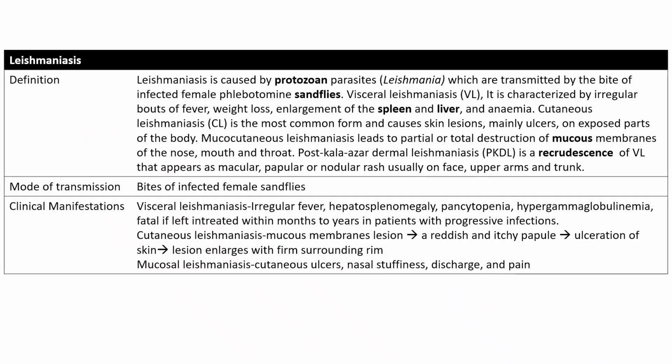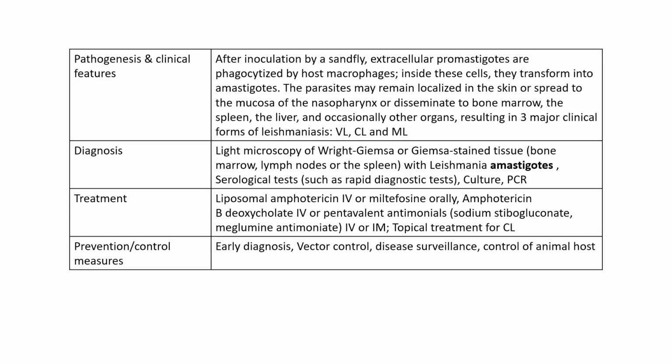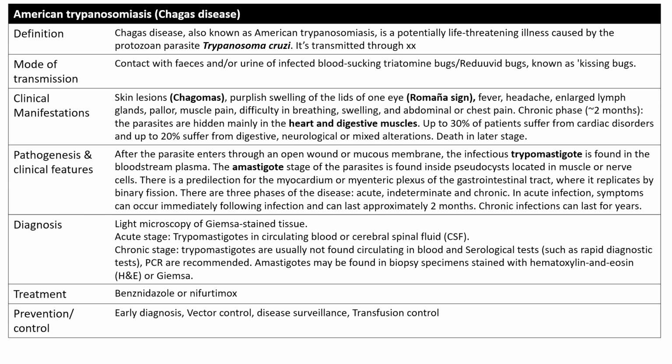In the last few slides, I have summarized what I have mentioned before on leishmaniasis: the definitions, mode of transmission, clinical manifestations, followed by the pathogenesis and clinical features, diagnosis, treatments, and prevention and control. Here is the summary of American trypanosomiasis on the definitions, mode of transmission, clinical manifestations, pathogenesis, diagnosis, treatments, prevention and control.